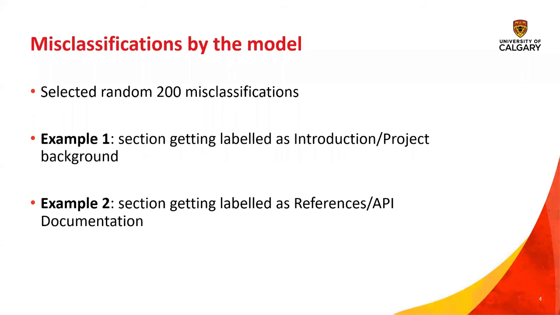In this slide, we are going to talk about misclassifications by the best model, which right now is SVC. We selected 200 random misclassifications by the best model and compared the results with our manual classification. We will talk about a couple of examples, one in which a section is getting misclassified as introduction, and another in which a section is getting misclassified as references.